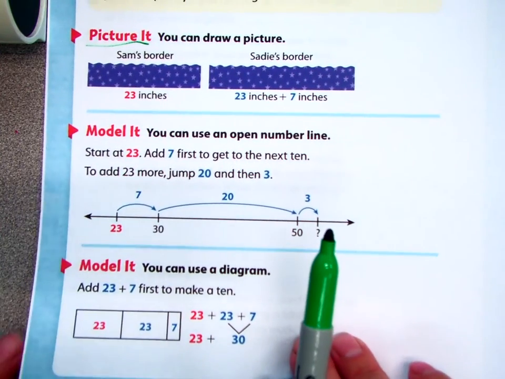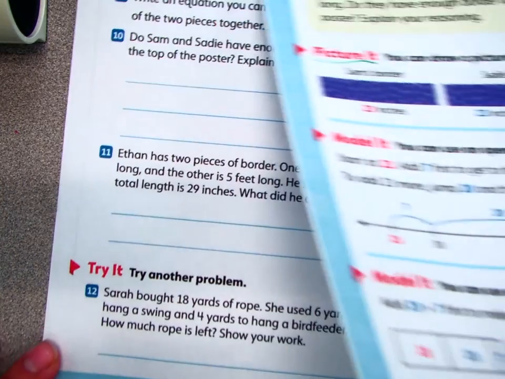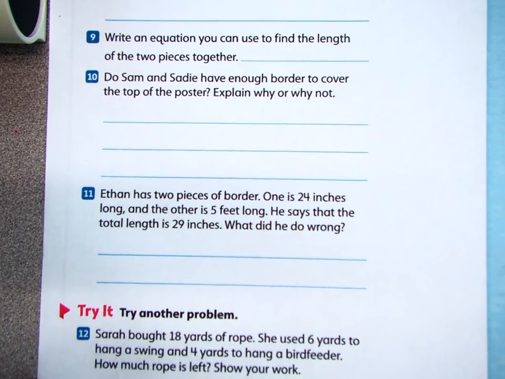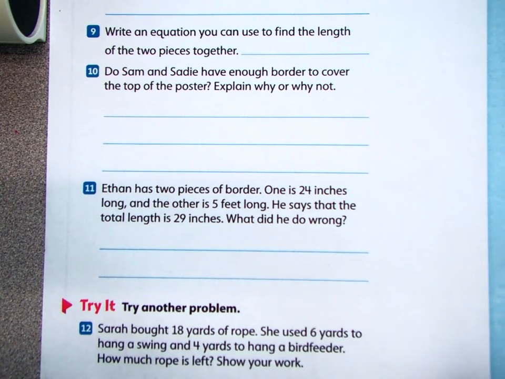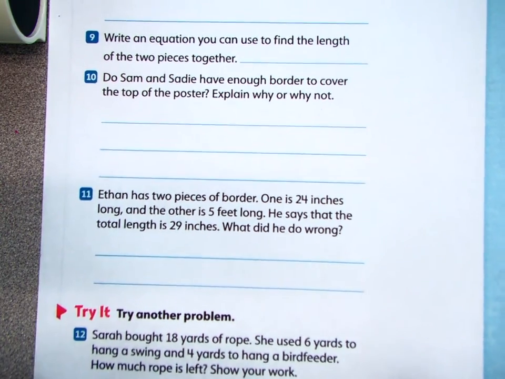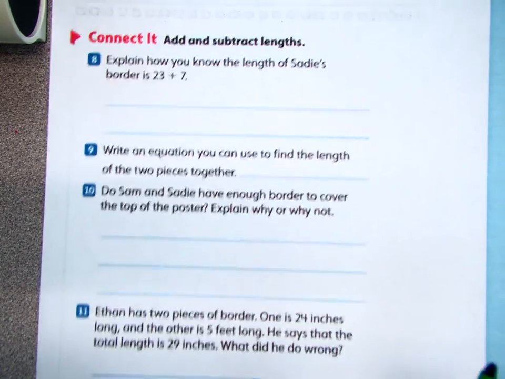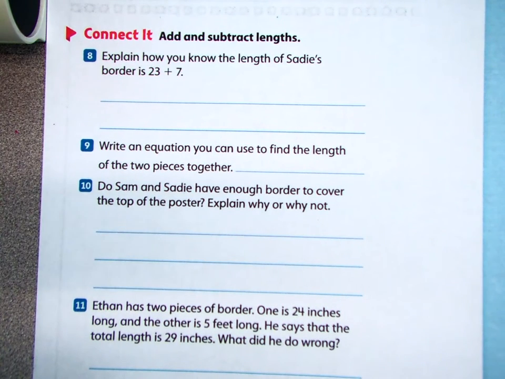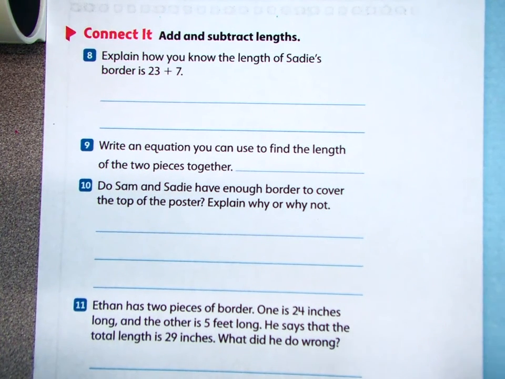Alright. So now, let's move on to page 197. I'm sorry, I forgot to begin the lesson. You're going to be working on page 196 and 197 in your iReady book, okay? Alright, so right now I'm looking at page 197. It says connect it. Add and subtract lengths.